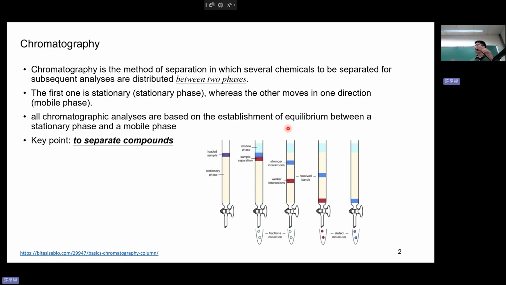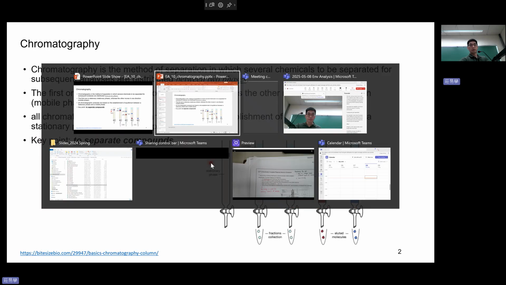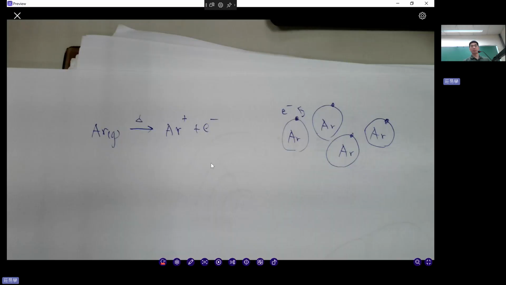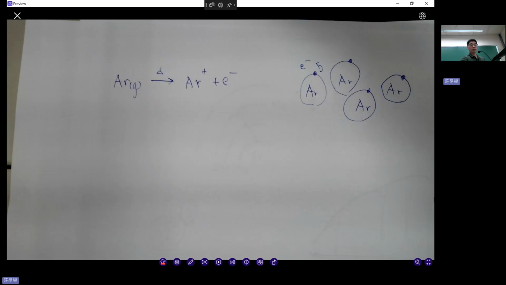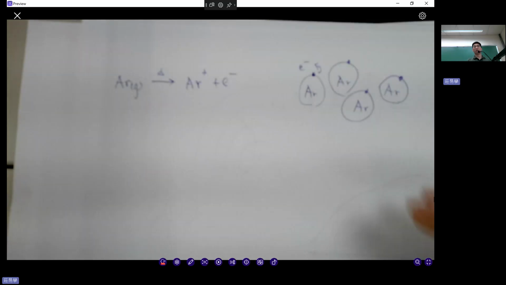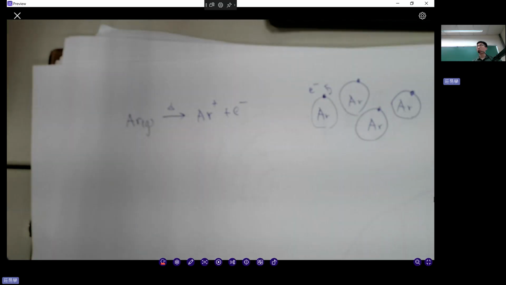Okay, so get back to the questions. We know that the main function of chromatography is to separate different types of compounds. So how does this happen? Well, basically it's similar to what we have in SPE. Do you guys still remember the solid phase extraction?